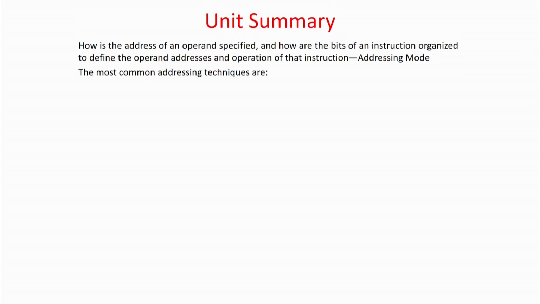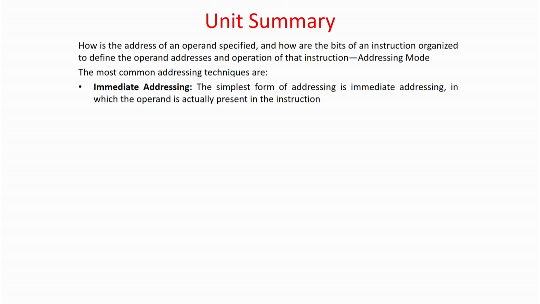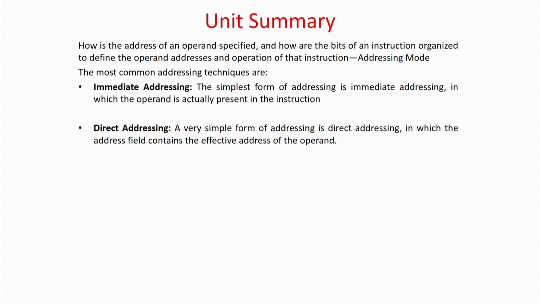As we are dealing with the whole course in a pedagogical manner, the unit summary will talk about the different addressing modes. The first one we are going to see is immediate addressing. Immediate addressing means the instruction itself will have the data. Then there is direct addressing, which means the instruction will not have the operand itself, but will point to a memory address where the data is present.